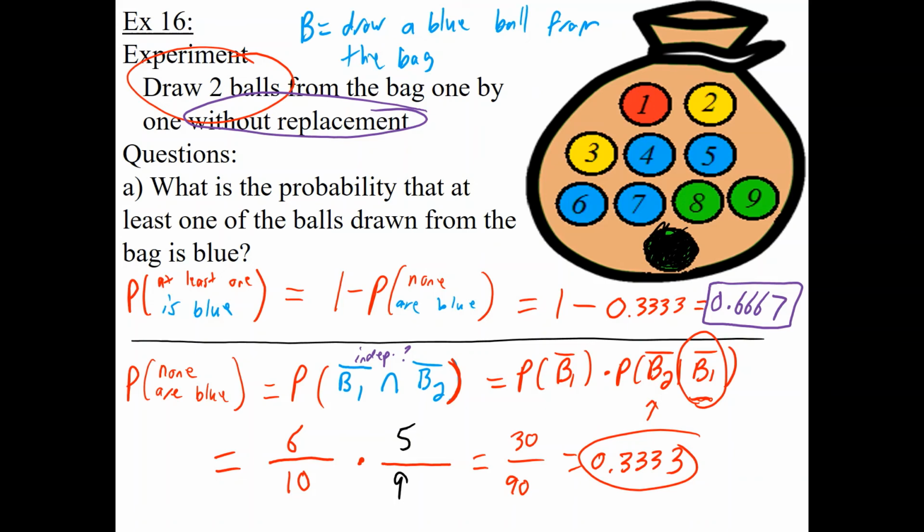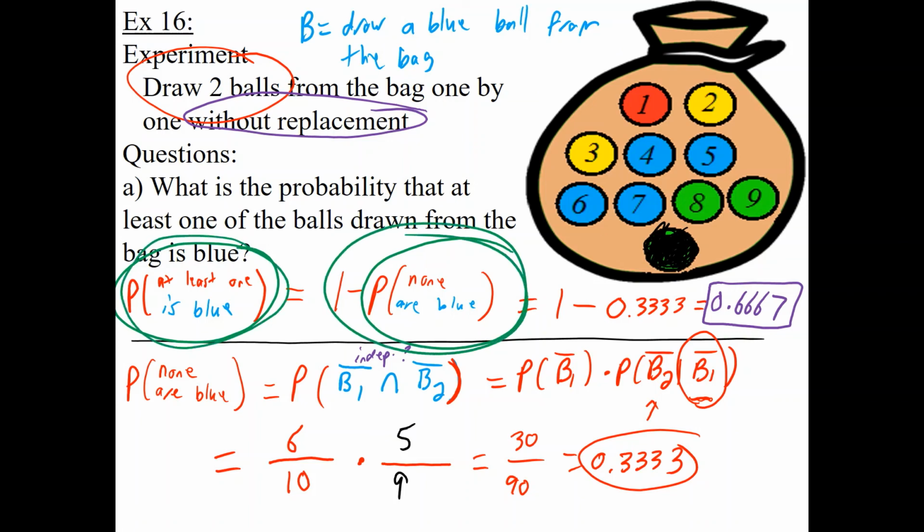So again, it's cheating, but it's just an idea to keep in the back of your mind: if they ever ask for at least 1, go look at the previous question and see if you already did the none work so you don't have to do it again. Because in general, to find the probability of at least 1, you have to do 2 things. You have to find the probability of none, which is an and problem, and then you have to do 1 minus it to get the probability of at least 1. All right, let's look at the next part of this example.